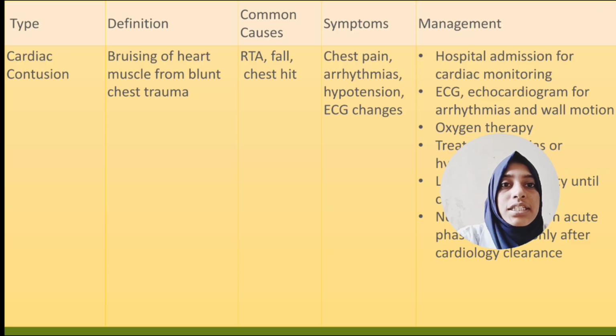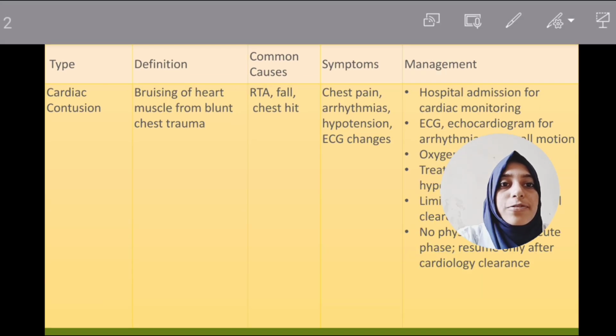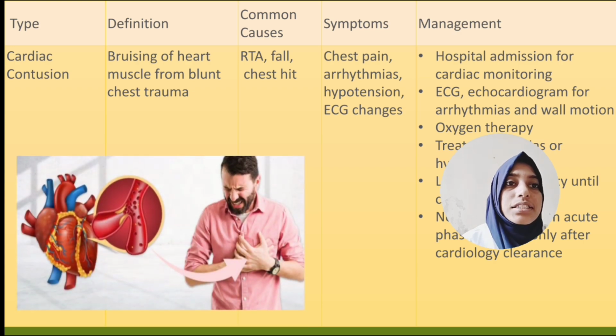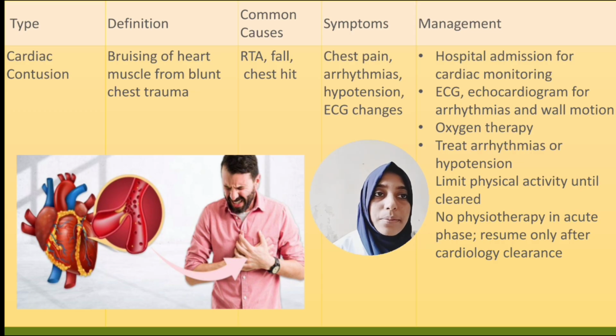Cardiac contusion. It is bruising of the heart muscles from blunt chest trauma. Causes are road traffic accident, fall, chest hit. Symptoms are chest pain, arrhythmia, hypotension, ECG changes. The management is hospital admission for cardiac monitoring, ECG, echocardiogram for arrhythmias and wall motion, oxygen therapy, treat arrhythmias or hypotension, limit physical activity until cleared. No physiotherapy in acute phase, resume only after cardiology clearance.